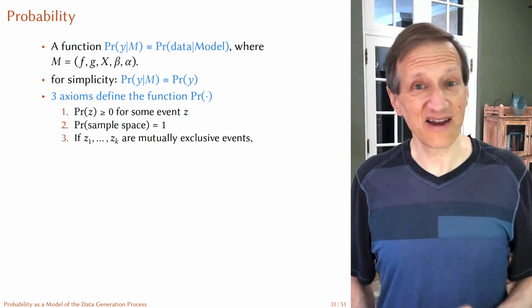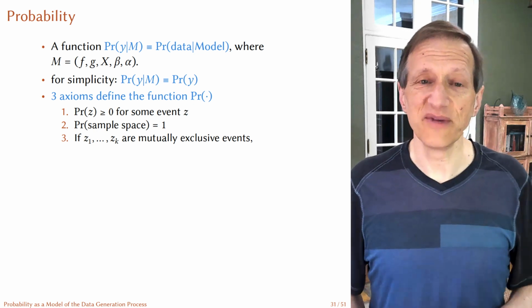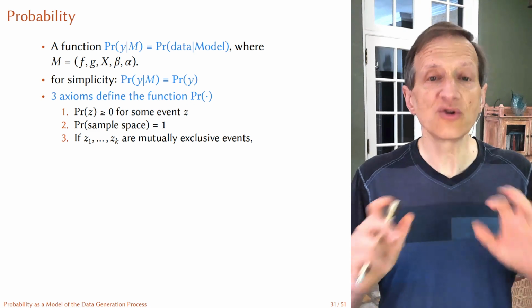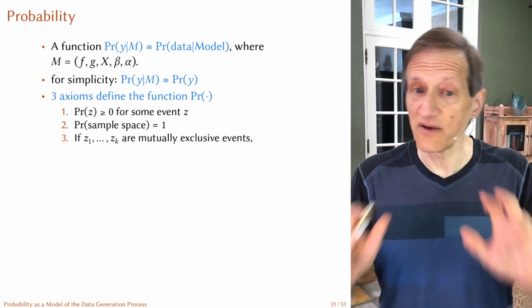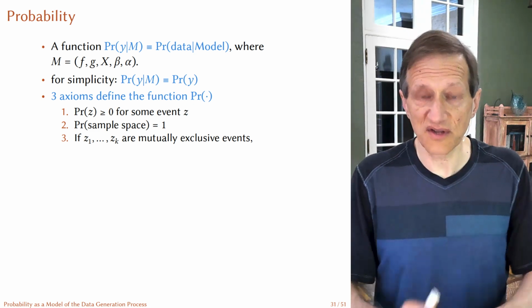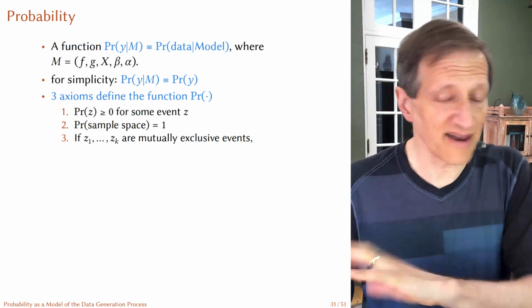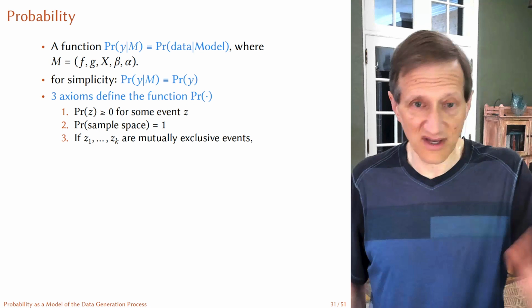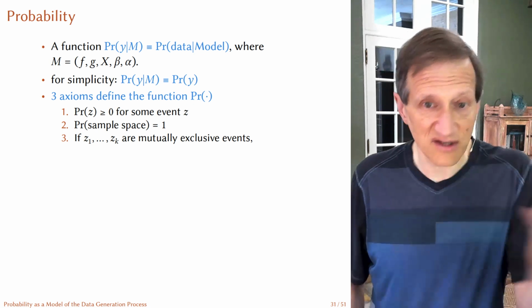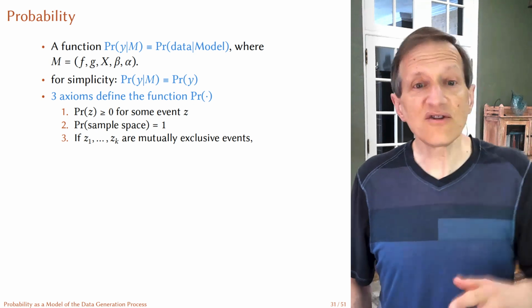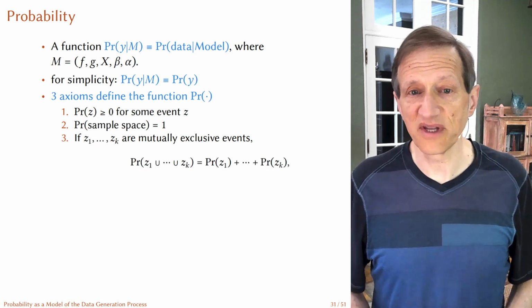Okay, there's one other axiom also, and the other axiom is if Z1 through ZK are mutually exclusive events, right? Which means if one happens, the other can't happen. You roll a die, you get a 2, you don't get a 6. It's impossible to get a 6. You can either get a 2 or you can get a 6. You can't get both. That's mutually exclusive. These are the three axioms that define probability.